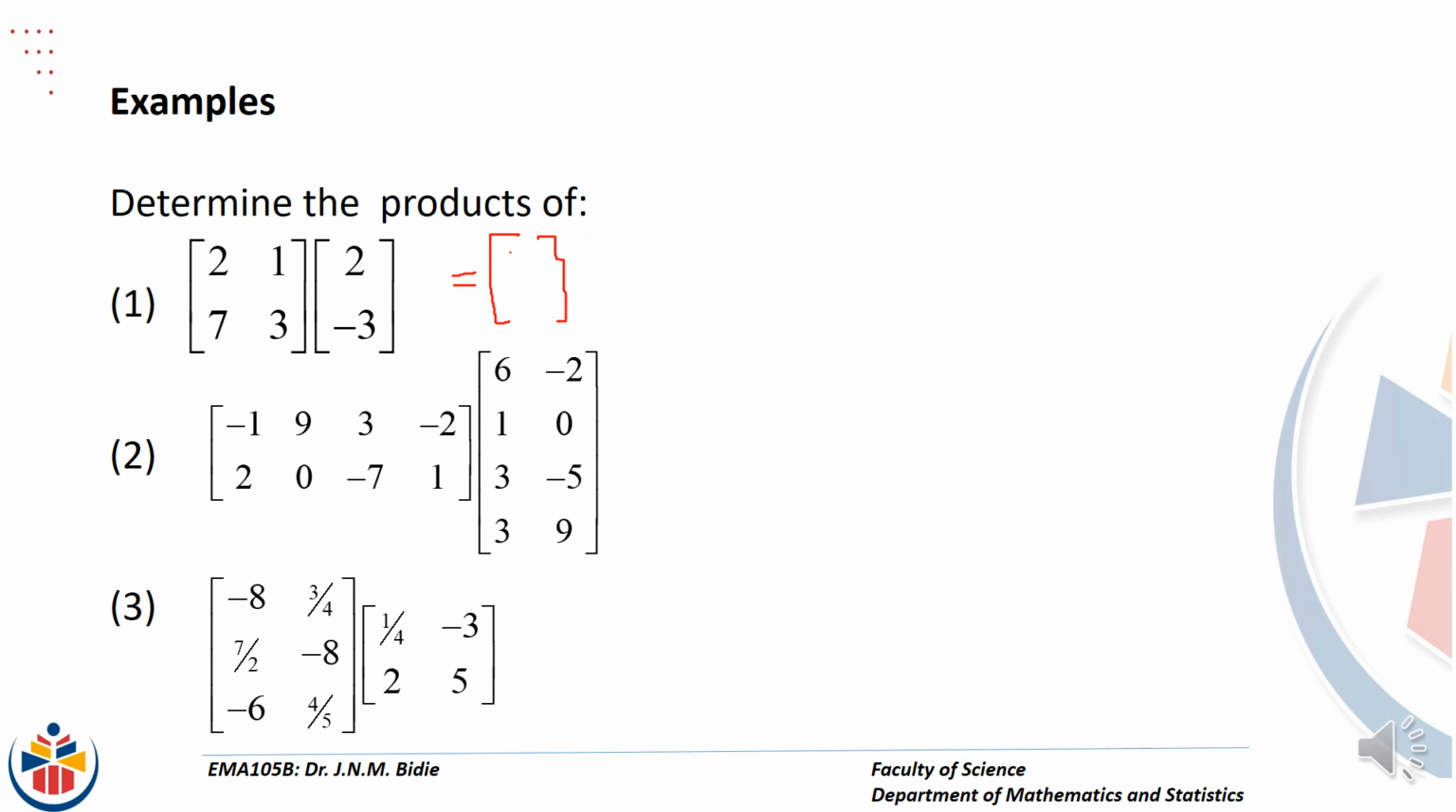So 2 times 2, that's 4, plus 1 times -3. So that means I've got 1 as the answer. 2 times 7 is 14 minus 9. 14 minus 9, that gives us 5.